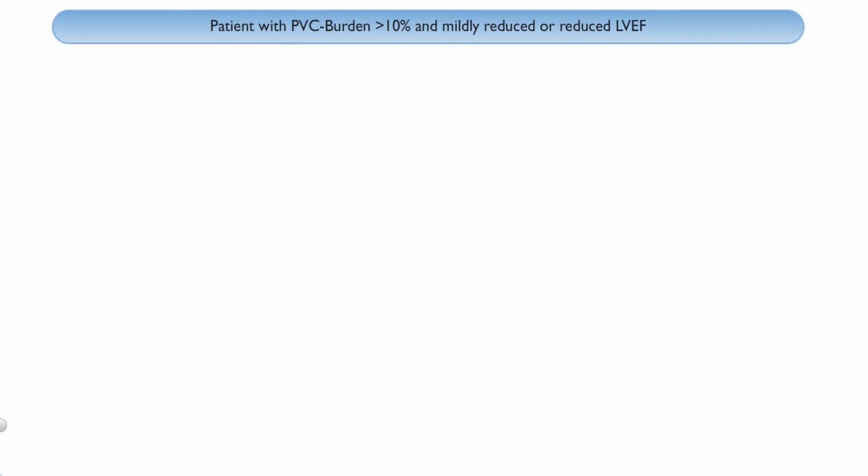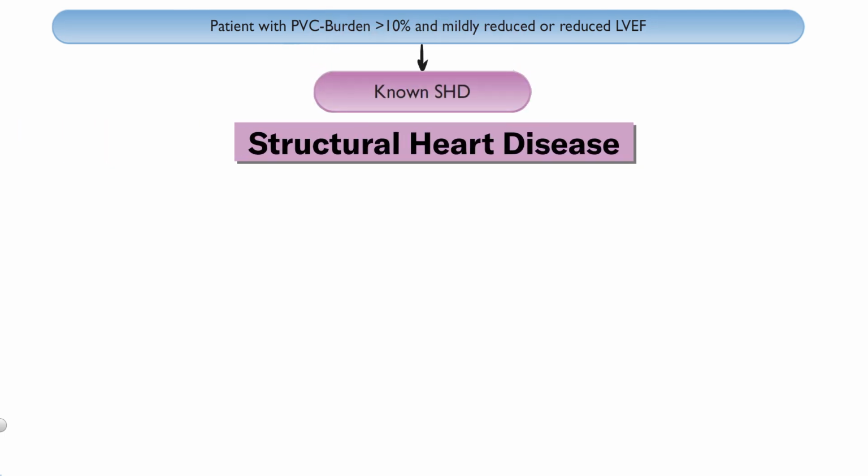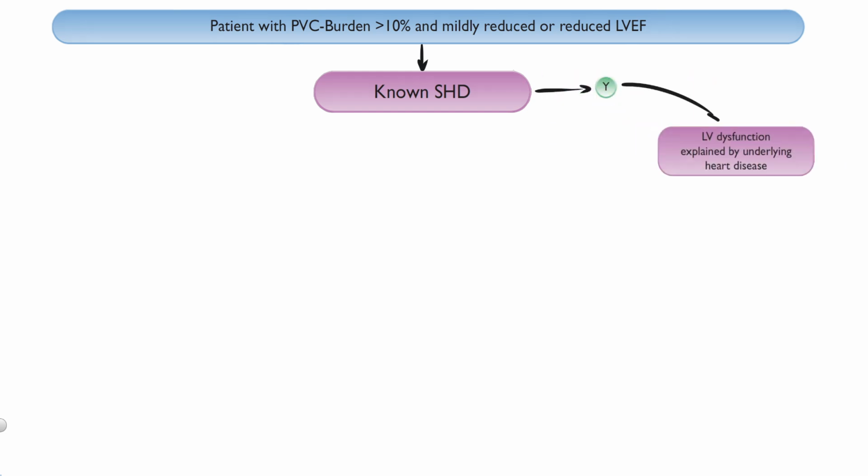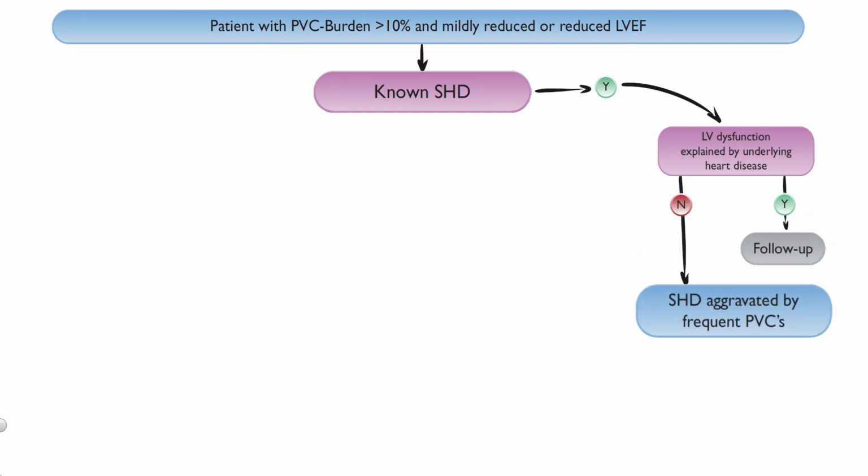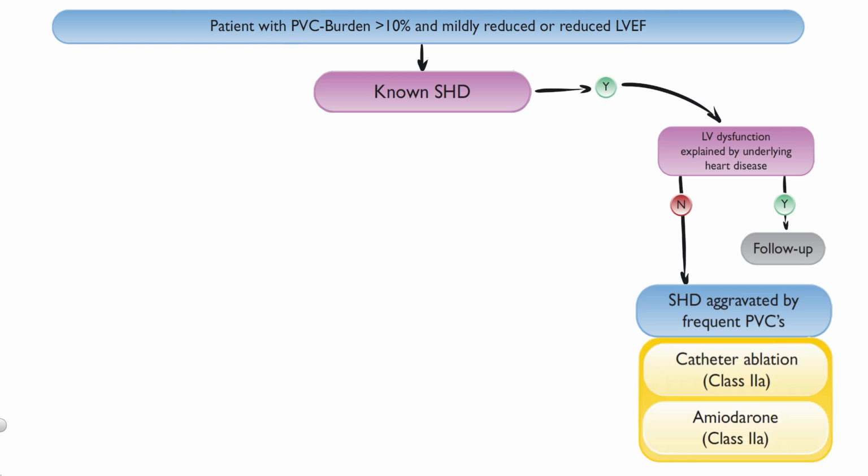If the PVC burden is more than 10% and left ventricular ejection fraction is mildly reduced or reduced, structural heart disease should be checked. If the left ventricular dysfunction is explained by the underlying structural heart disease, it is not PVC-induced cardiomyopathy. If it is not explained by underlying heart disease, it means that PVC aggravates the structural heart disease. Thus, catheter ablation or amiodarone should be considered as a management strategy.